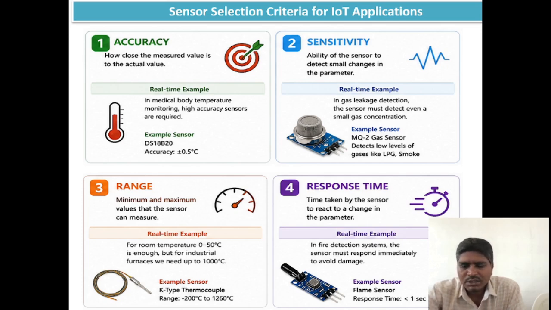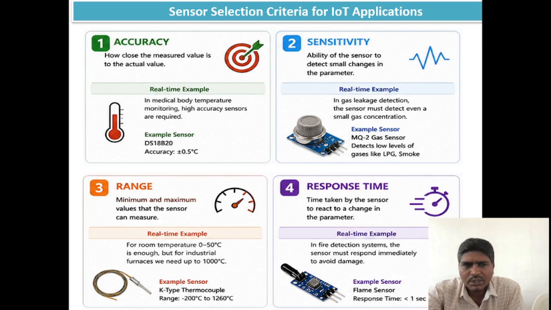Next is sensitivity. Sensitivity is the ability of a sensor to detect small changes. For example, in a gas leakage detection system, even a small amount of gas must be detected immediately to avoid accidents. So high sensitivity is required. But in normal temperature monitoring, small variations are not crucial.